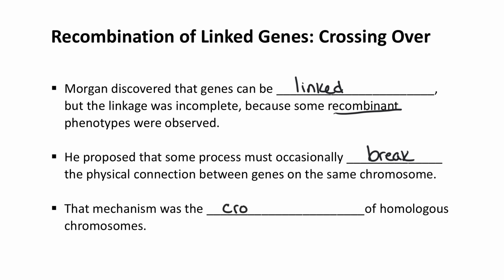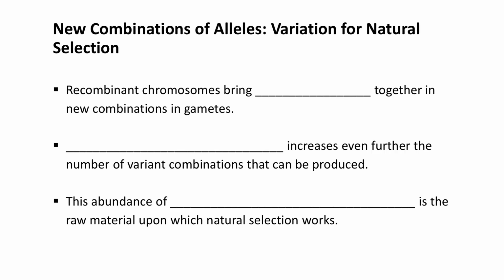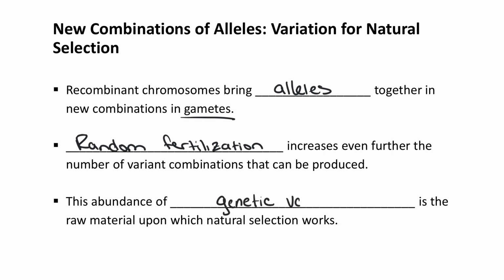That mechanism was the crossing over of homologous chromosomes, and we see the crossing over occur during meiosis 1 in the production of gametes, eggs and sperm. Because of this crossing over, recombinant chromosomes, chromosomes that have been recombined, bring alleles together in new combinations in the gametes. And then what happens after that is random fertilization, which is the random combining of the random egg with the random sperm, increases even further the number of variant combinations that can be produced. This abundance of genetic variation is the raw material upon which natural selection works.